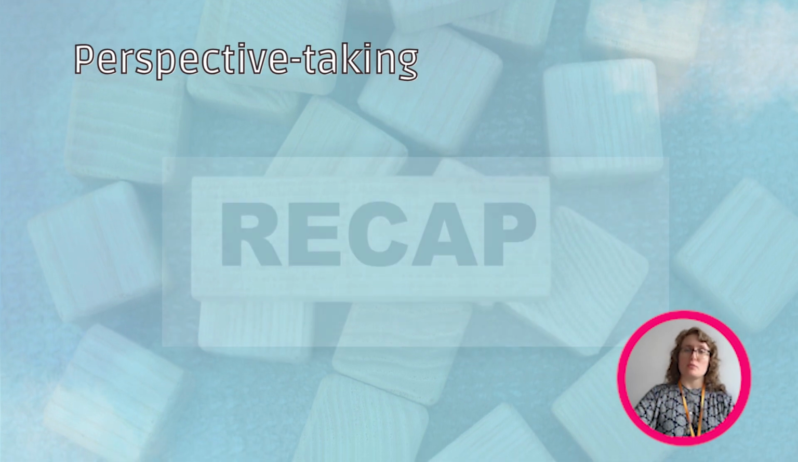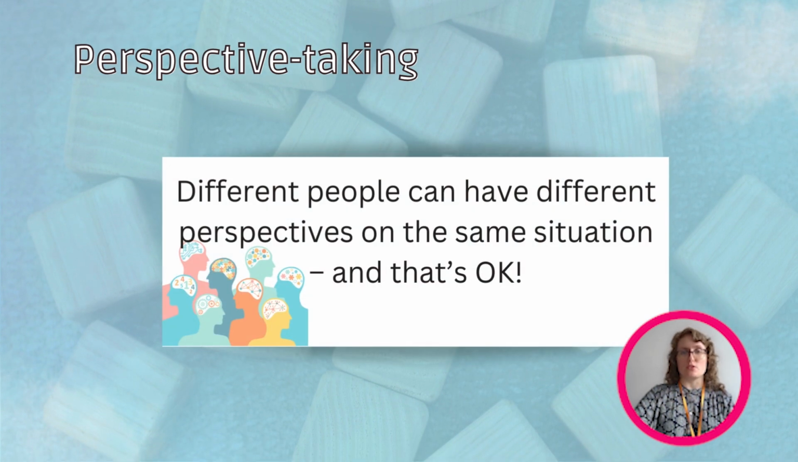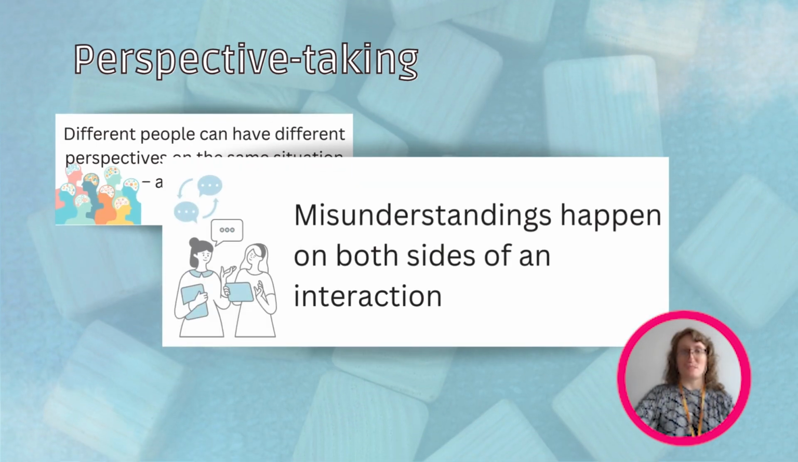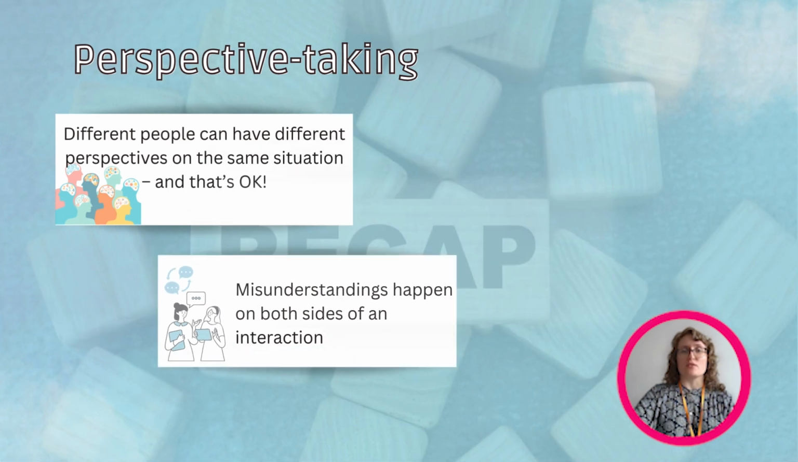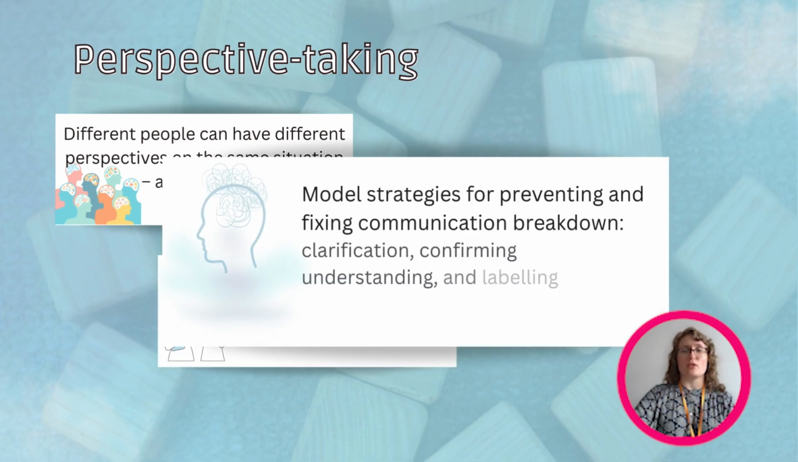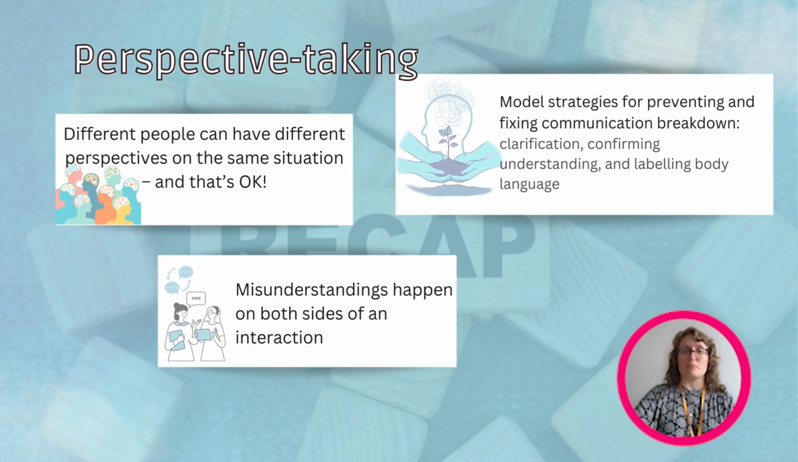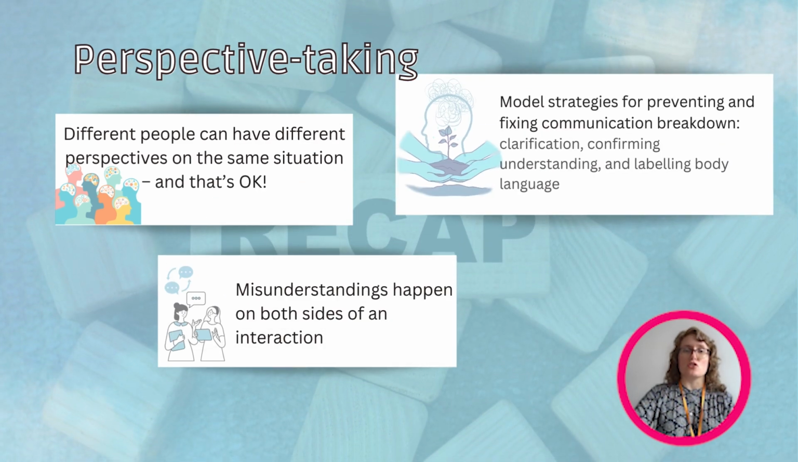To review what we've looked at, the most important goal is to raise your young person's awareness that different people can have different perspectives on the same situation, and that's okay. They should also know that misunderstandings can happen on both sides of an interaction. It's helpful to model strategies for preventing and repairing communication breakdown, such as asking for clarification, confirming you understand them, and labeling body language that shows confusion and other emotions.